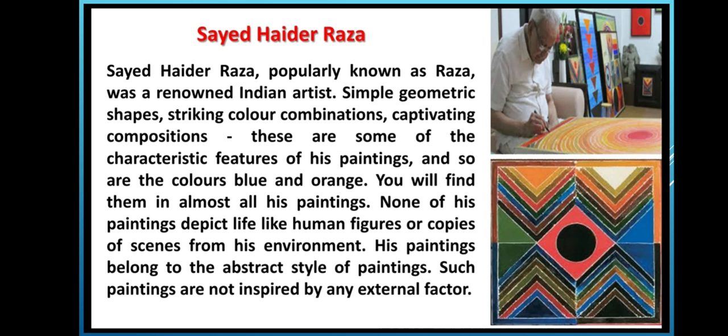Simple geometric shapes, striking color combinations, and captivating, attractive compositions. These are some of the characteristic features of his painting, and so are the colors blue and orange. In his painting, one can easily see these two colors, different shades of blue and orange. You will find them in almost all his paintings.